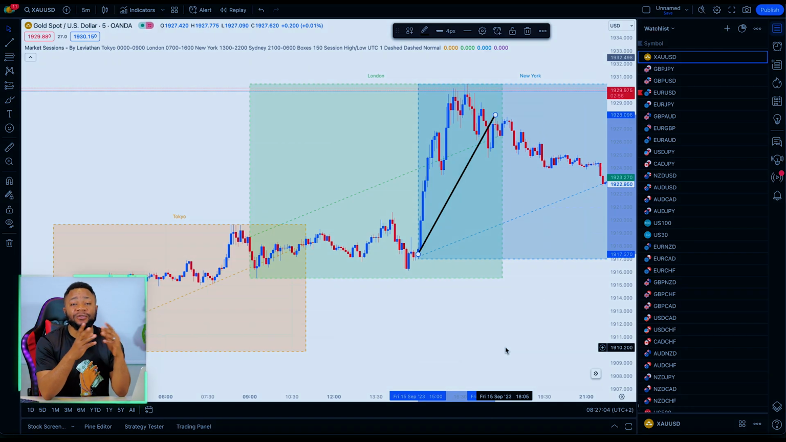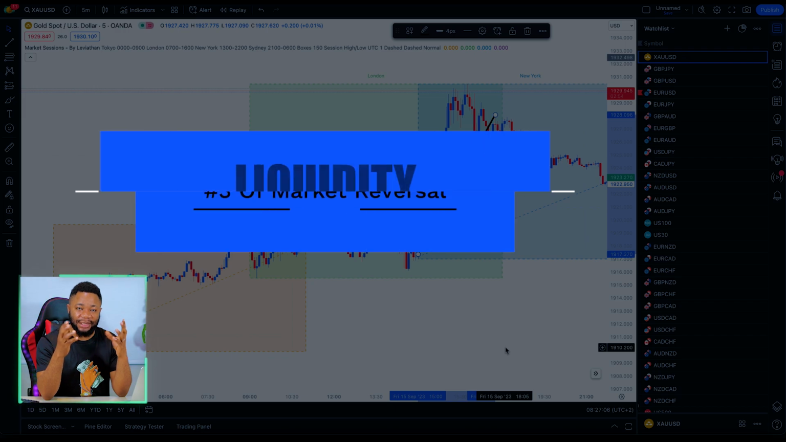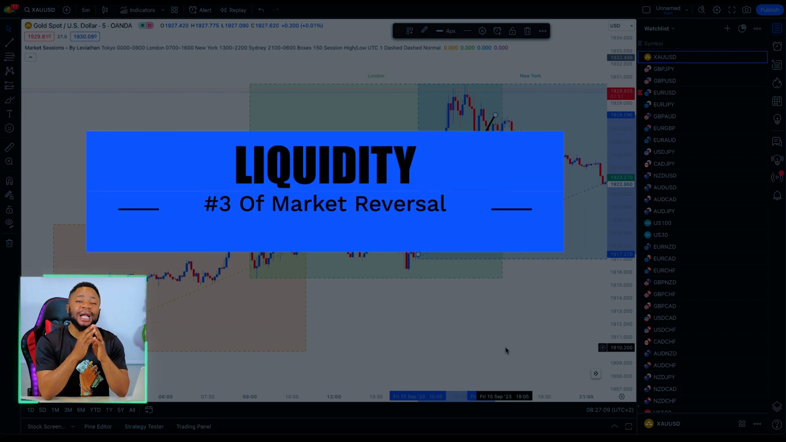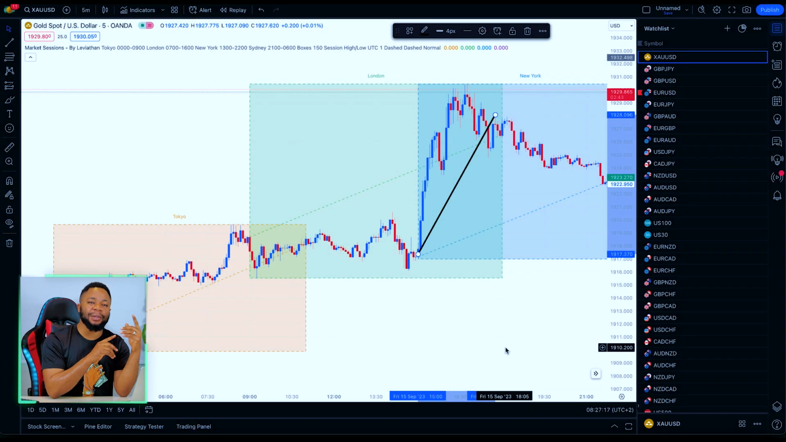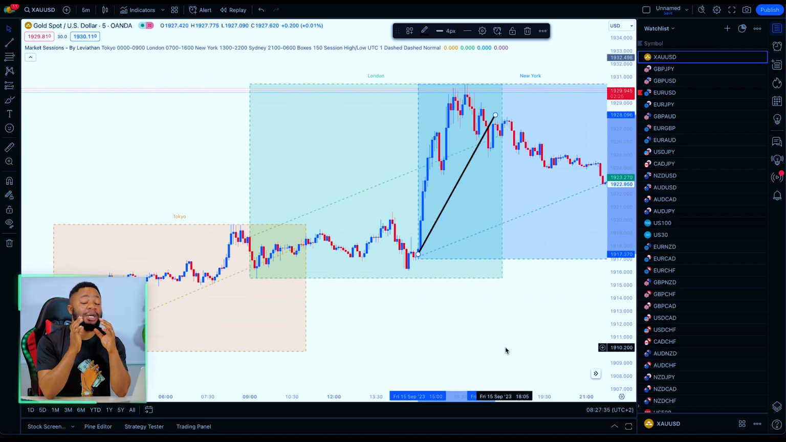Then that moves us to the next point, which is liquidity. You need to understand that new market sessions come with different levels of liquidity. Most of the time, if the liquidity on the current market session is higher than the liquidity on the previous market session, it tends to absorb the liquidity which was on the previous market session, causing the market to change direction. That is the third thing.